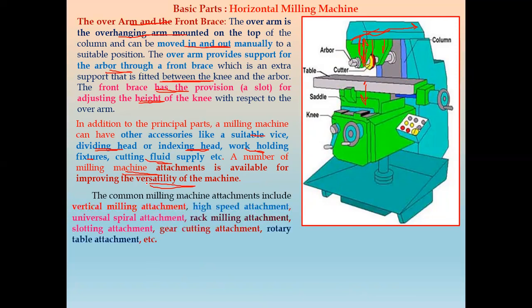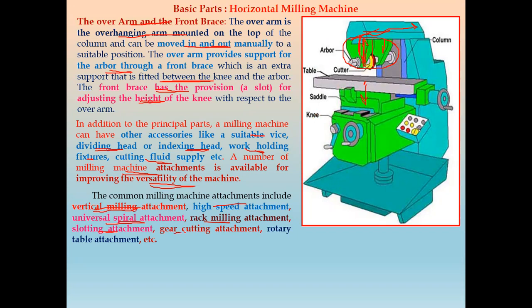Now the common milling machine attachments include the vertical milling machine attachment. So this horizontal milling machine can be converted into a vertical milling machine by changing the front brace, the arbor and so on. Then we have a high-speed attachment, a universal spiral attachment, and sometimes a rack milling attachment. A slotting attachment is there, so slotting can also be done using this milling machine.